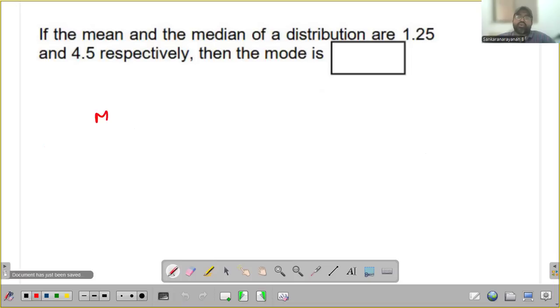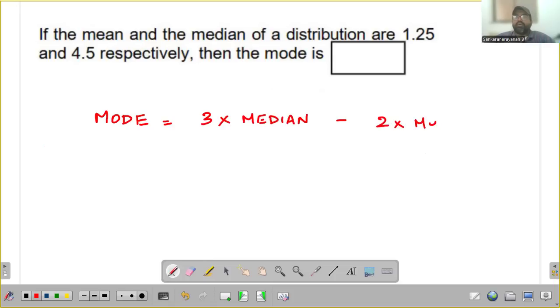So please note, the formula is mode is equal to 3 times median minus 2 times mean. Okay, so if you remember this formula, there you go, you just substitute the value and close the question. But if you don't know that formula, better you leave that question. Okay, so we have 3 times the median, it is equal to 4.5. Please be careful here. The mean is 1.25.